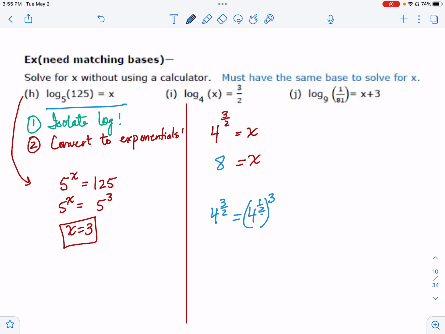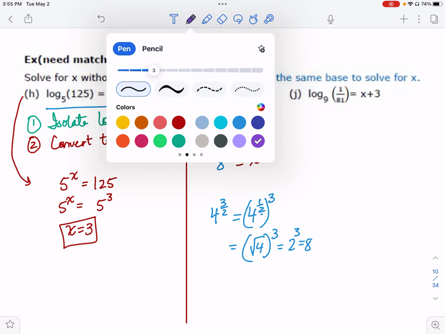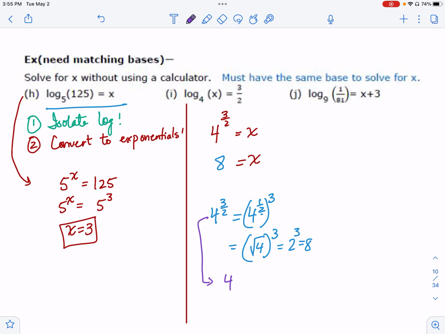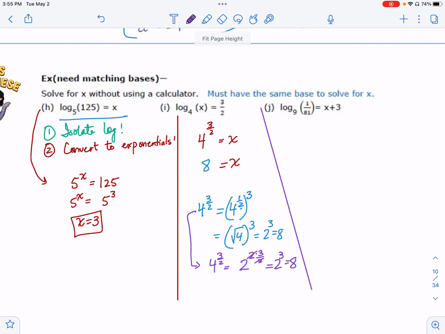Now, half power automatically means square root. This is same as square root of 4 to the third power, which is 2 to the third power, which is 8. That's one way to do the problem. Another way to do that would be, you could also write 4 as 2 squared, but then there's already 3 halves there, which makes, you can cancel these two, which is 2 to the third, which is back to 8. That was basically a two-step problem. It just required some mental math, being really good with powers and fractions.